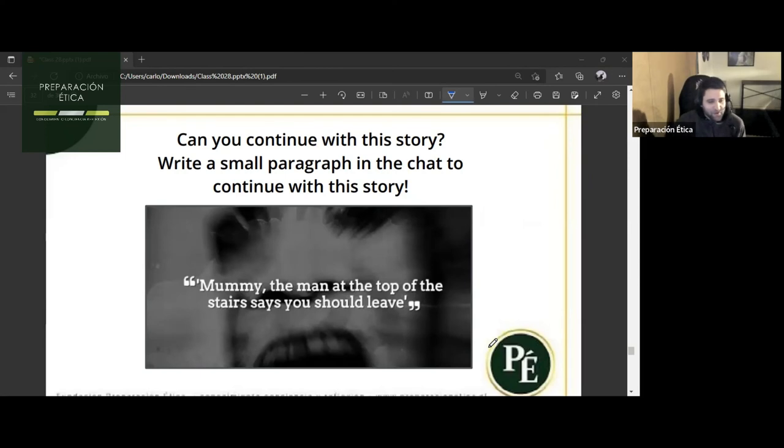So Sophia was the first one. She said, okay, mommy, the man at the top of the stairs says you should leave. You should leave because he will get mad and take me to the other side with him. So I won't be able to see you again. Whoa, this is a topic which is called a farewell. Una despedida, Sofia. So very good job. That is a literary topic.